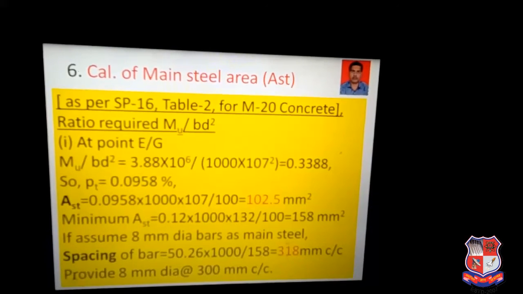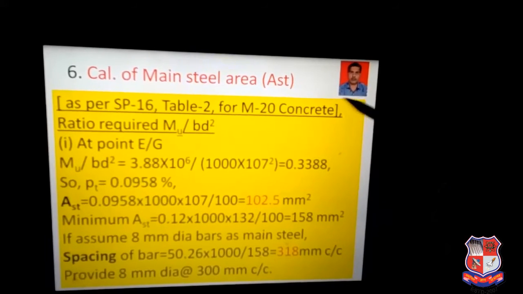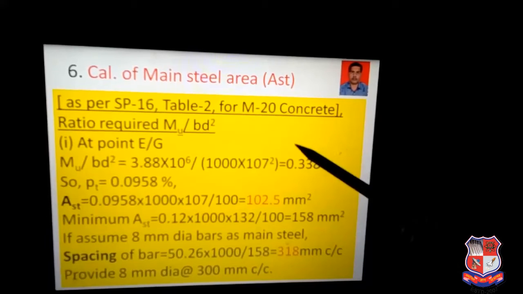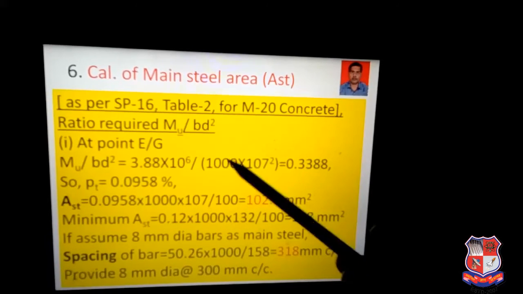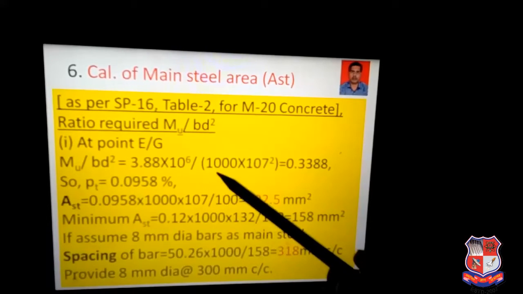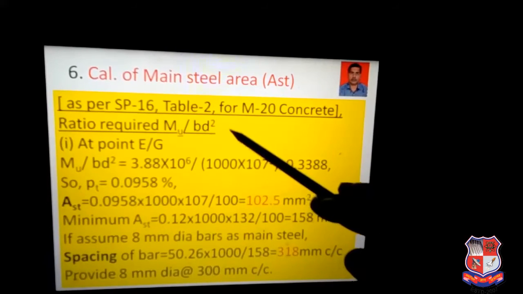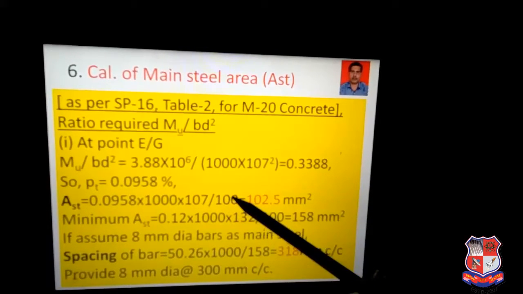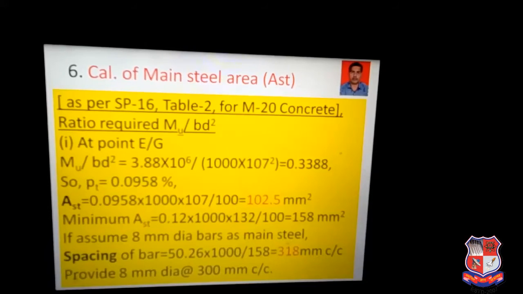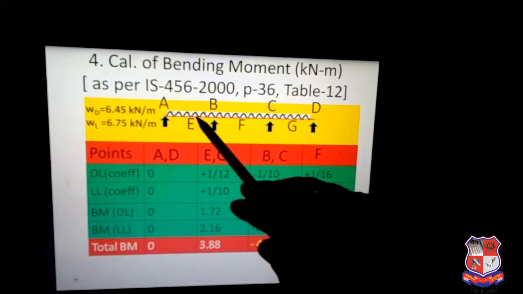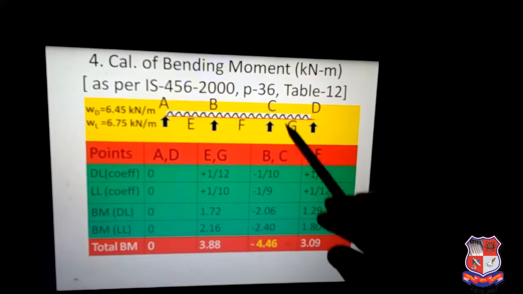Now the next step is calculation of the main steel, the Ast value. This is done as per SP 16 table 2 for M20 concrete. The required ratio is Mu by b d square, as we have done in the case of the one-way slab also. So at points E and G, E and G mean the midpoint of the end span. You can see here the midpoint of the end span E and the midpoint of the end span G.